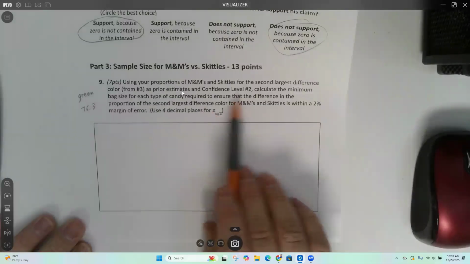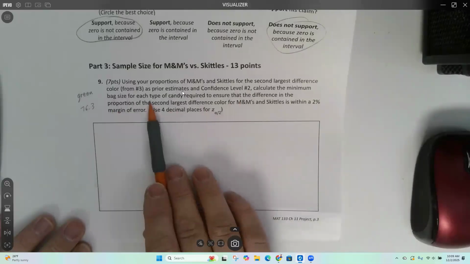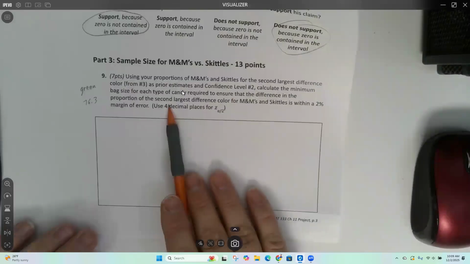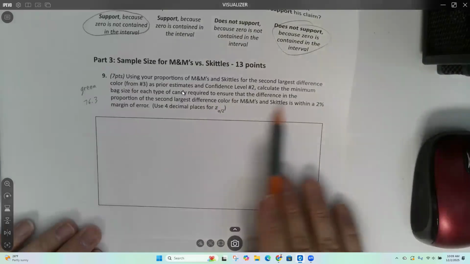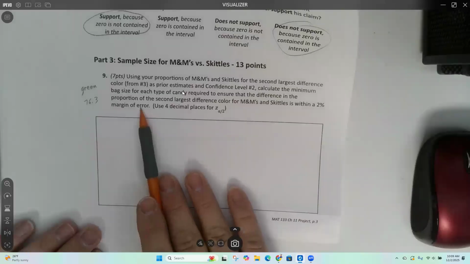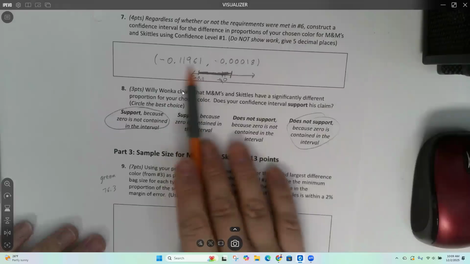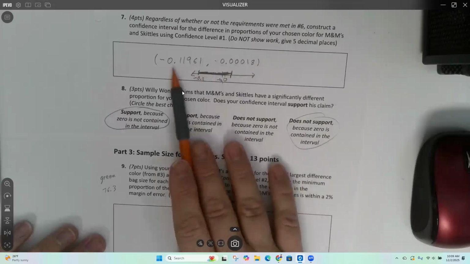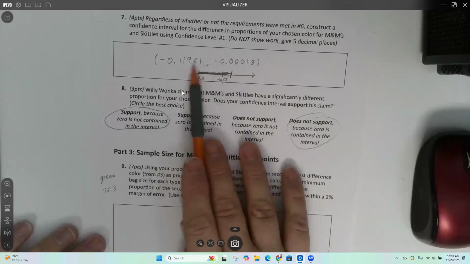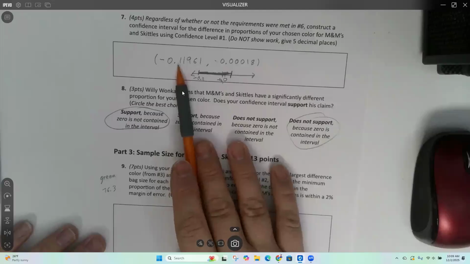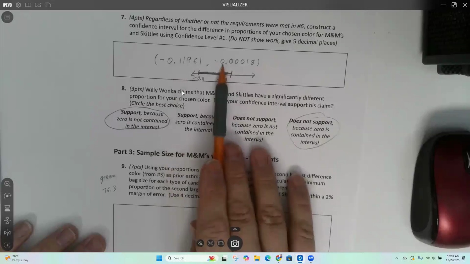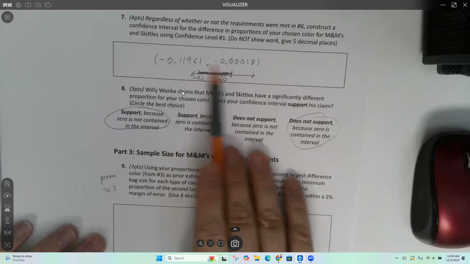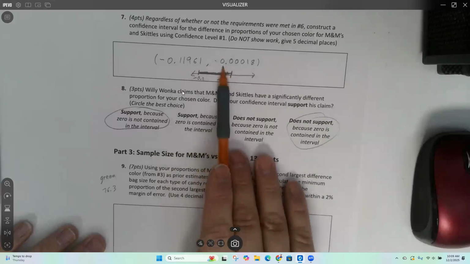76% confident. Calculate the minimum bag size for each type of candy required to ensure that the difference in proportion of the second largest difference color, so green still, is within a 2% margin of error. In other words, I have like an 11% margin of error, or I guess it'd be 5%, close to 6%. Basically, my true proportion is going to land anywhere between 11% and down to 0.0001 in this confidence interval. That's a big range.